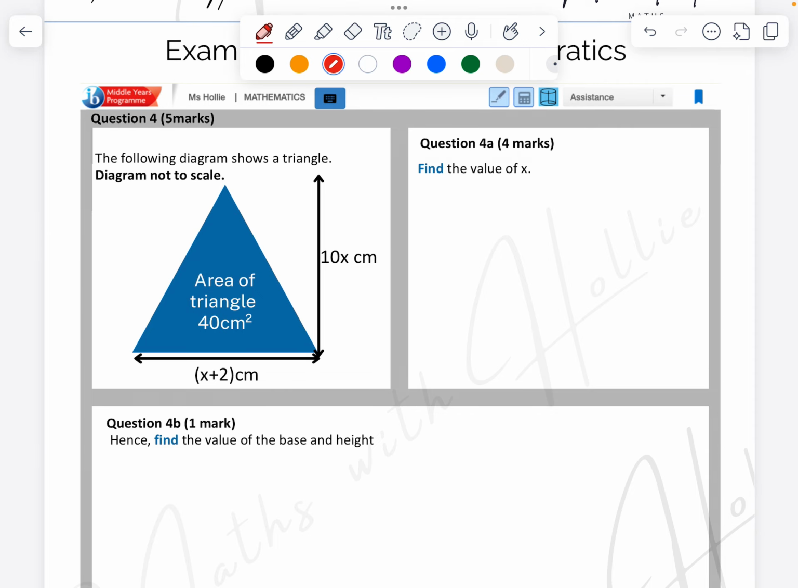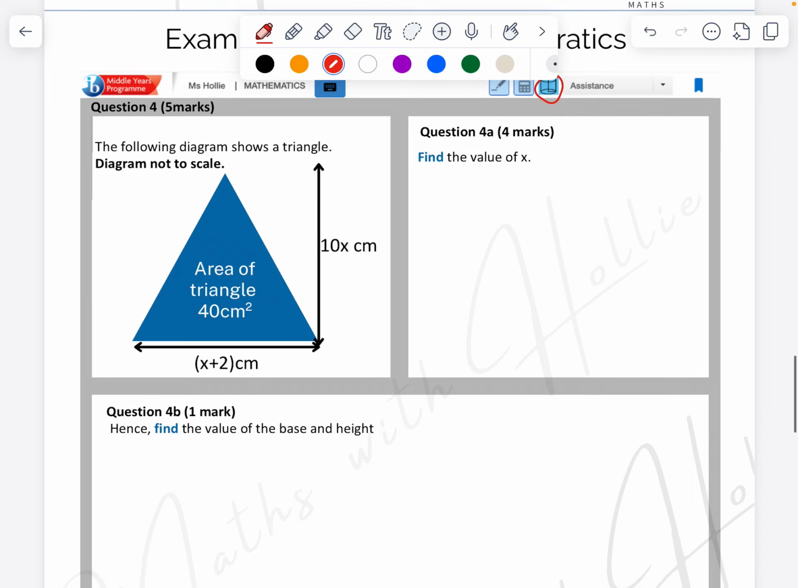Right, the next question then, we have a triangle and it tells us the area of a triangle. So on the formula page, which you'll find at the top, we know that's going to be a half base times height. We have the base and the height in terms of x. So the question for 4 marks wants us to find that. So that means a half base times height.